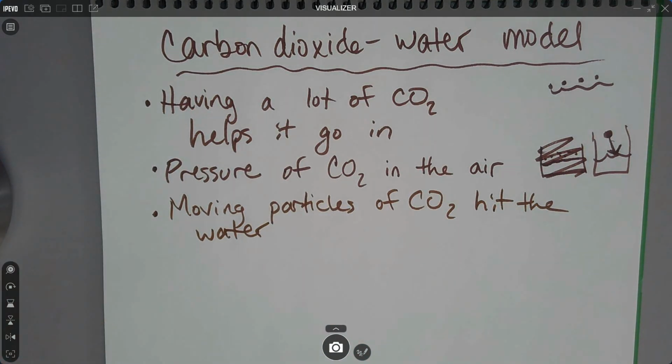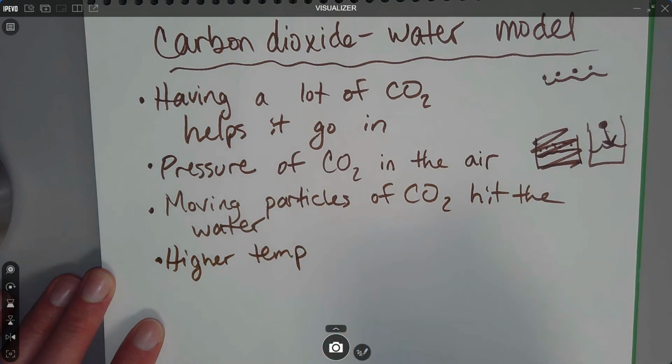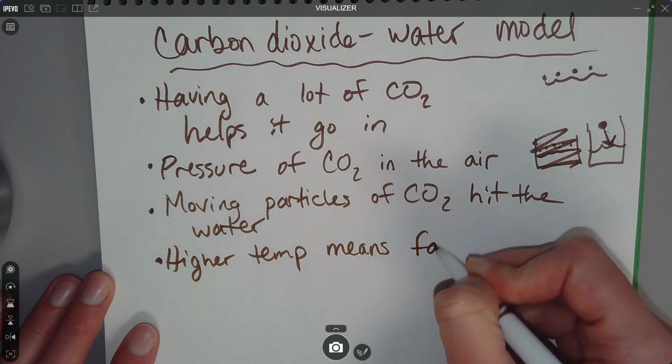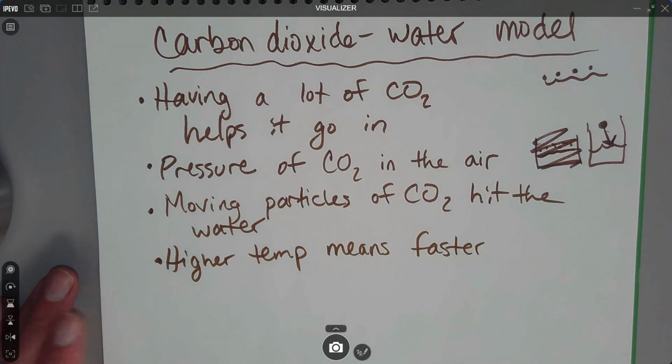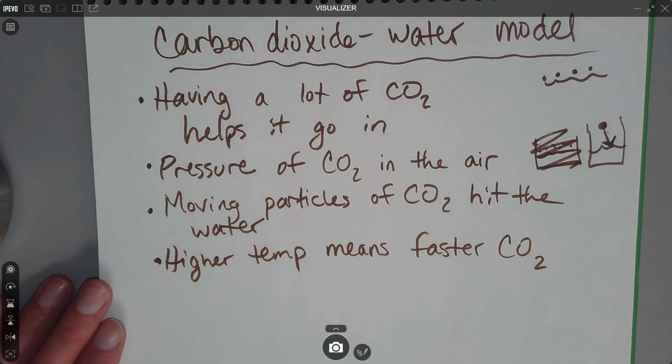Okay. Hey, what's another thing we've talked about in this class that would make carbon dioxide do something? Heat. What about heat? Maybe higher temperature. Because what does higher temperature mean? It means the particles are doing what? Faster CO2. Hey, do we in our world nowadays have a thing going on about how air is getting hotter? Yeah, that's happening, right? Higher temperature means faster CO2, right? Does that make sense?